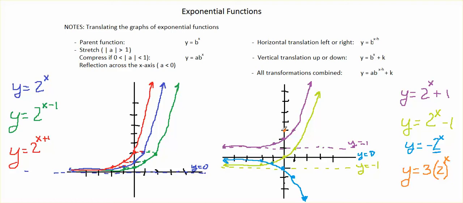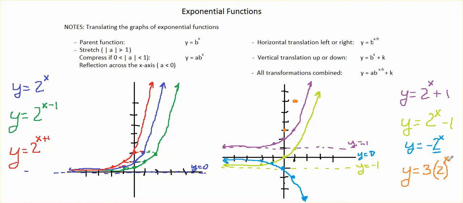In our original function, if we stuck in 0 we got a 1, now we're getting a 3. If we stick 1 in, 2 to the first power is 2 times 3 is 6. So we are all the way up here at 6. And in our original function, we were only at 2. 2 times 3 is 6, and that's where we get that one.